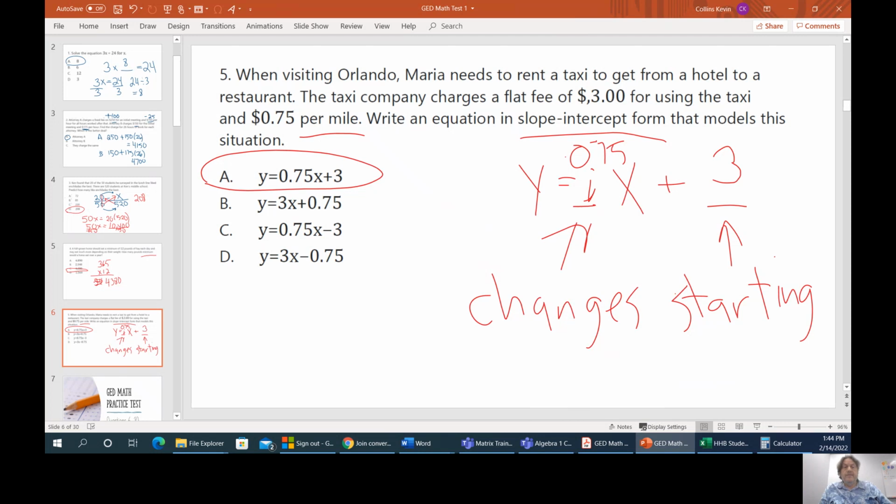Okay, guys, well, that's our first one. Like I said, this is going to be a series. I think typically the practice tests have 25 questions. So I'm assuming that the GED has 25 questions. But let's stop there for today.